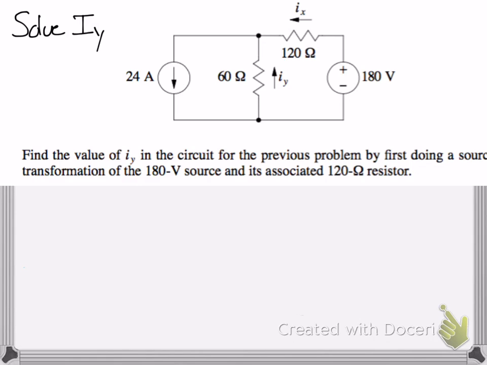So in the previous problem, we had to find Ix. Well, in this problem we're going to find Iy by using Norton equivalent. So how can we do that?